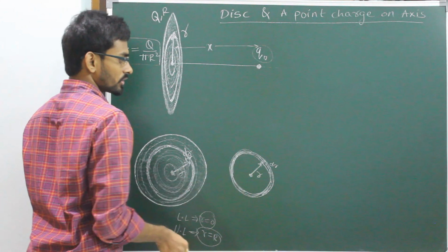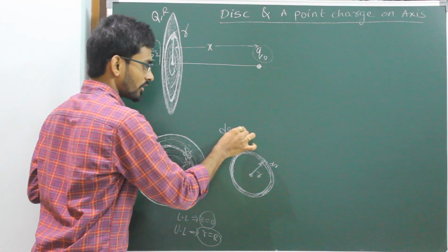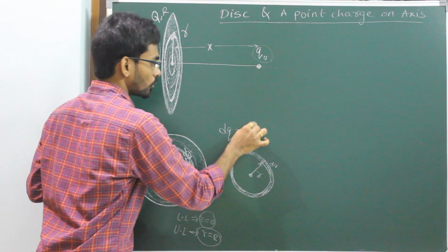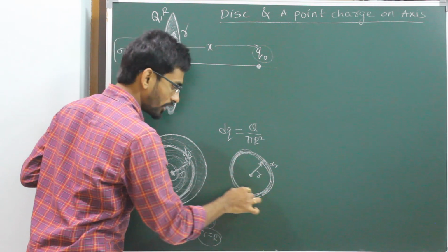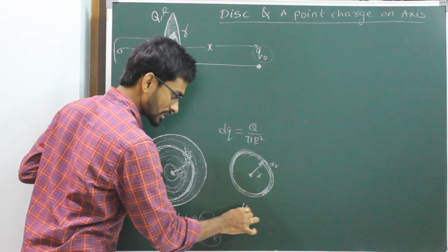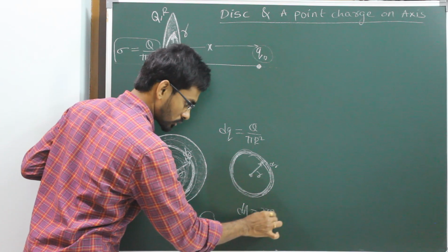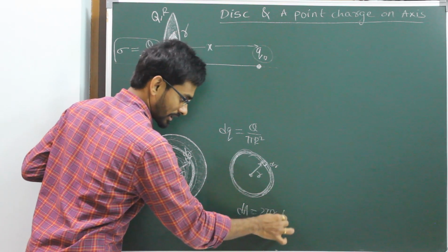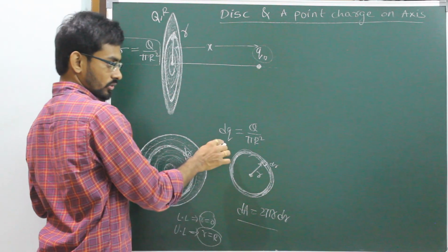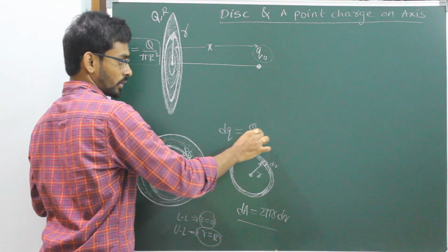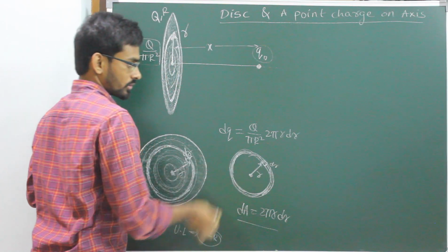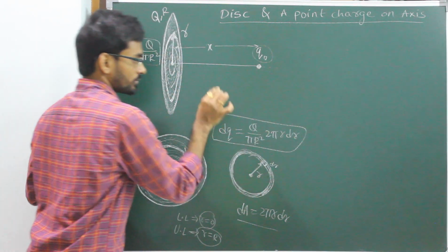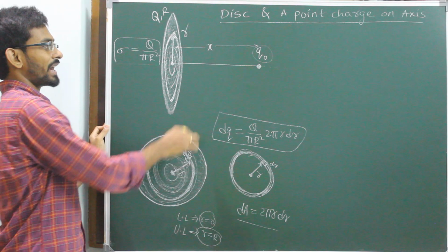Now the charge on this ring, dq, will be the surface charge density sigma, that is Q by pi R square, into the area of this ring. What will be the area of the ring? The area of the ring is given by perimeter times thickness. Perimeter is 2 pi into small r, and thickness is dr. So this is dA. So the charge will be the charge per unit area into the area of the ring, 2 pi r dr. So this is dq, and we got the charge on the ring.